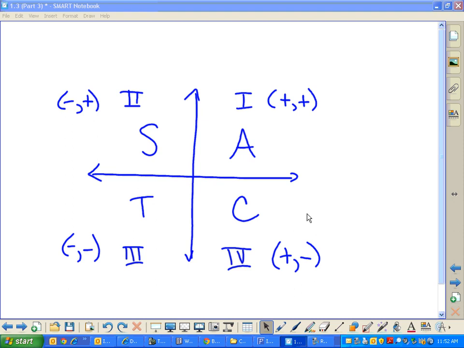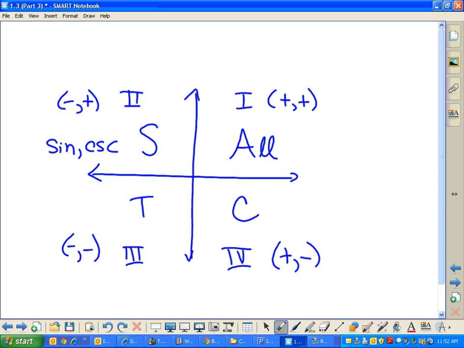All 6 of our trig functions are positive in quadrant 1. Sine, cosine, tangent, secant, cosecant, cotangent, all of them are positive in quadrant 1. S stands for functions associated with sine, which means sine and cosecant are positive in quadrant 2. And it makes sense because our y values were positive in quadrant 2. So A stands for all. All 6 trig functions are positive in quadrant 1. In quadrant 2, all trig functions associated with sine, which means sine and its reciprocal function, cosecant, are positive in quadrant 2.